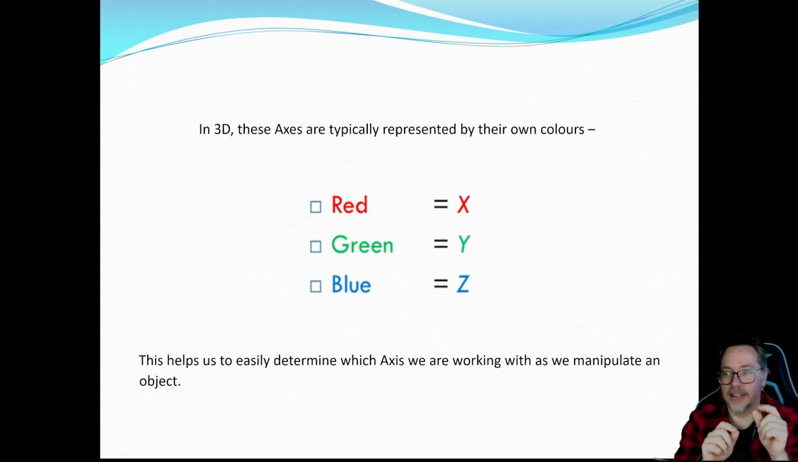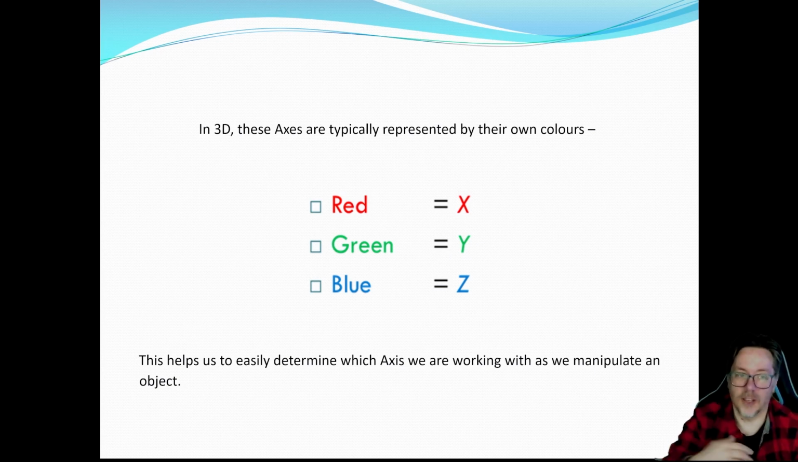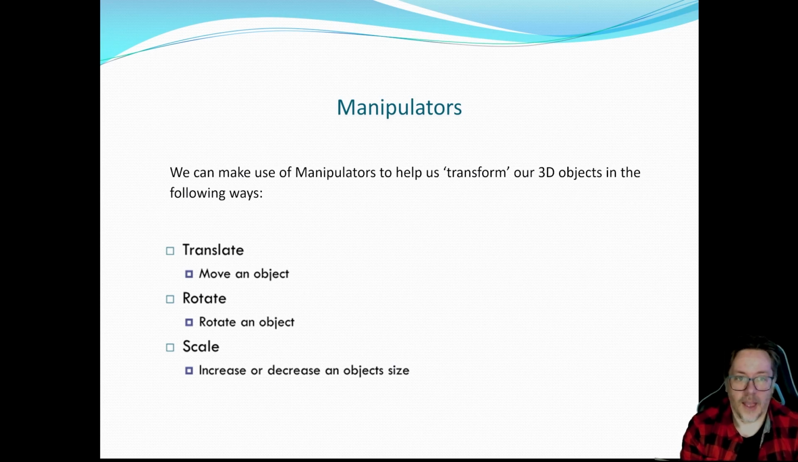3ds Max has a nice little icon thing, or a nice little gizmo, they're called, on screen that shows you the axes and the colors as well. It helps us determine which axis we're looking at and how we can use those axes to manipulate things when we're changing them. So if we look at manipulators, these help us transform our 3D objects in the following ways.